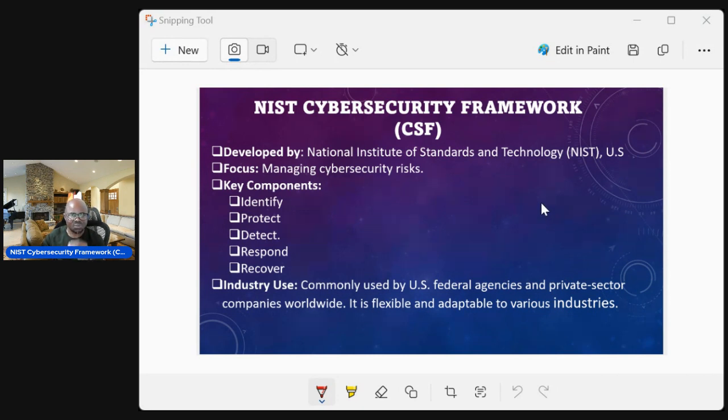And what is the benefit of this CSF? I cannot conclude this video without talking about the benefits of the CSF cybersecurity framework. Number 1 benefit of this CSF framework is flexibility. Number 2 is it has a common language. Number 3 is risk management focus. Number 4 is compliance. Number 5 is continuous improvement. So this is the high-level information I want to bring to your attention regarding the NIST cybersecurity framework.